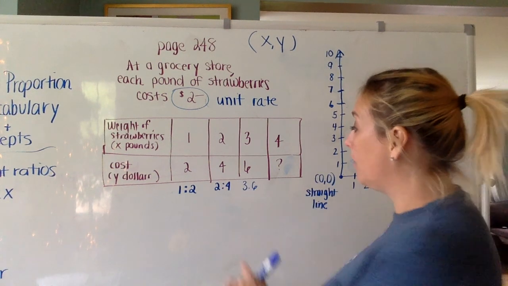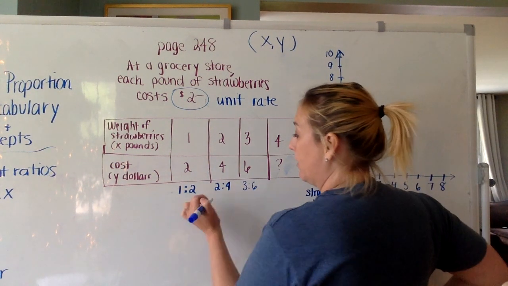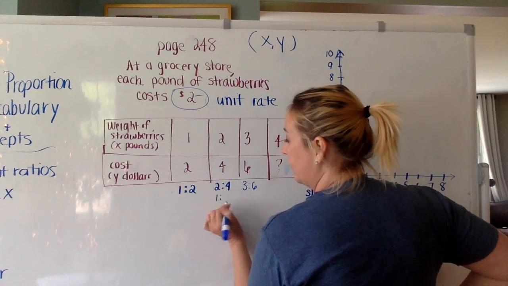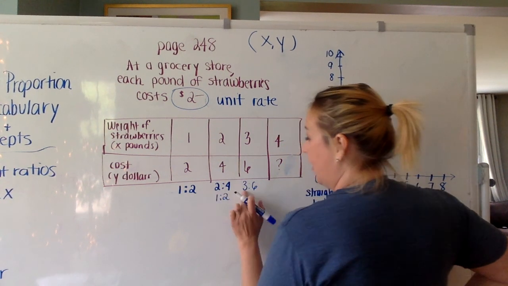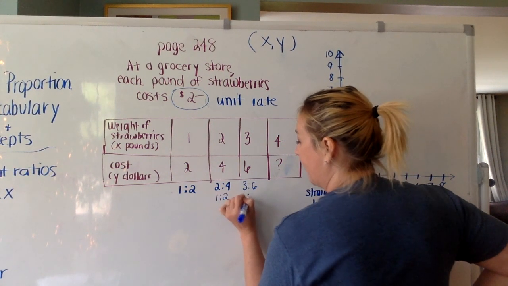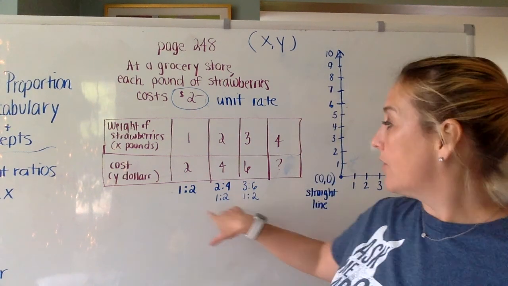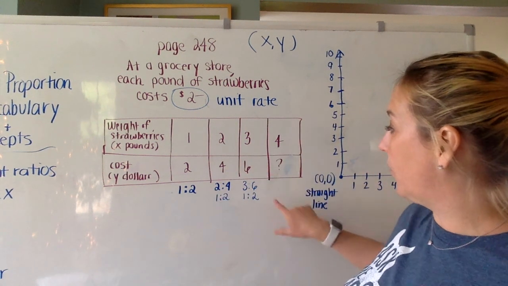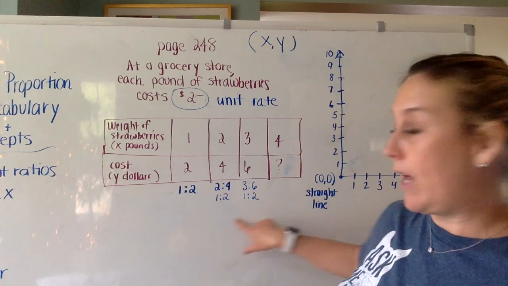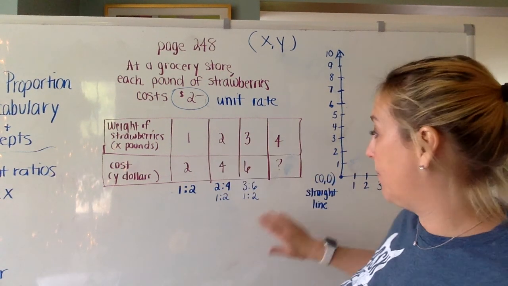And they can all be reduced to this 1 to 2, right? Because 2 can go into 2 once, and 2 can go into 4 twice. 3 can go into 3 once, and 3 can go into 6 twice. So these are all equivalent ratios that can be simplified or reduced to this first example.